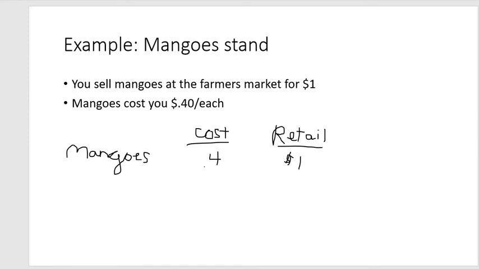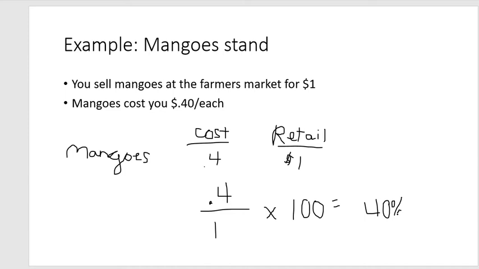You have a mango stand and you sell mangoes at the farmer's market for $1, and mangoes cost you 40 cents each. In this highly simplified example, we calculate a cost to retail ratio, since we're using the retail inventory method. Cost divided by retail: 0.4 divided by $1, which gives you 0.4, and then times 100 to put it into a percentage, which gives you 40%. A 40% cost to retail ratio.